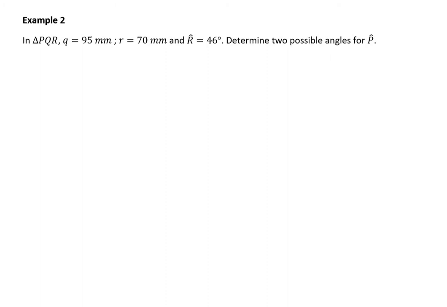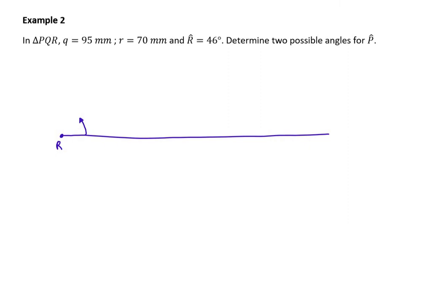So in triangle PQR, Q is equal to 95, R is equal to 70, R is equal to 46. Determine two possible angles for angle P. So I always start with R because that's what was given to me, and I draw a whole long line that goes all the way across. So somewhere near there is the bottom of the triangle. Now I was told that 46 degrees, so I would measure 46 degrees if I was actually doing this.